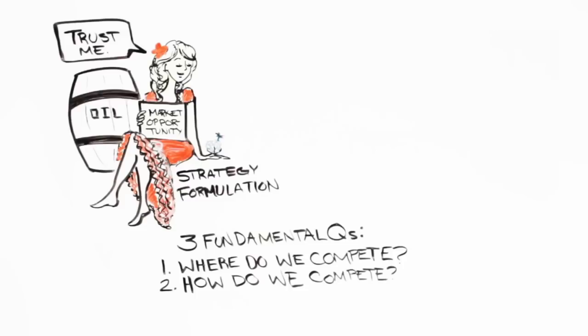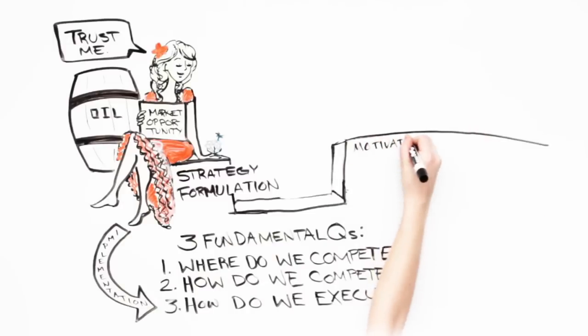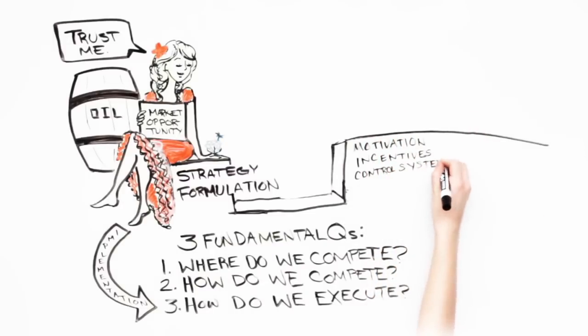Strategy formulation is not all there is to strategy. There's also strategy implementation, which is critical because even if you had the best formulated strategy in the world, it still would be utterly useless to you if your company couldn't implement it effectively. So that brings us to the third question. How do we execute? In answering this third question, we need an implementation plan for aligning our people and organization with our strategy. This would include motivation, incentives, control systems, organization, leadership, and so forth.